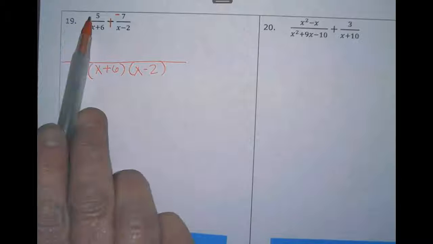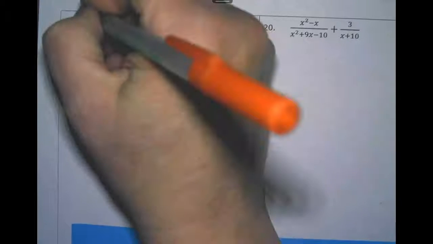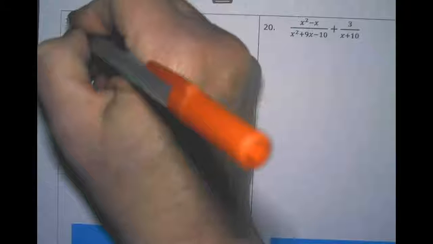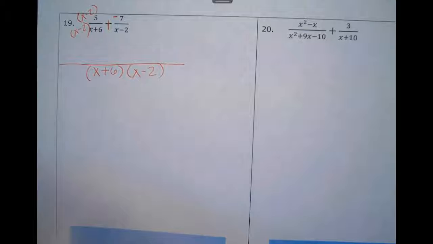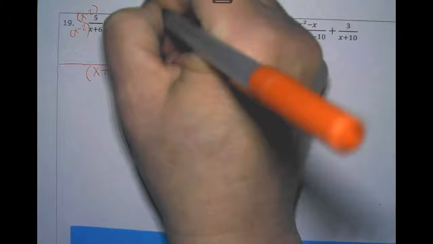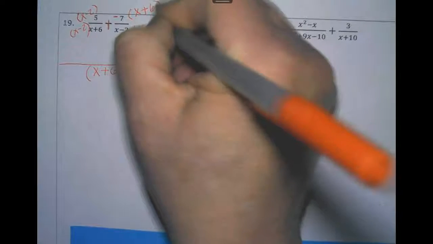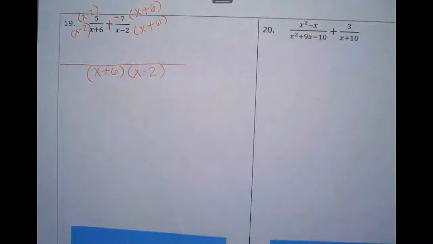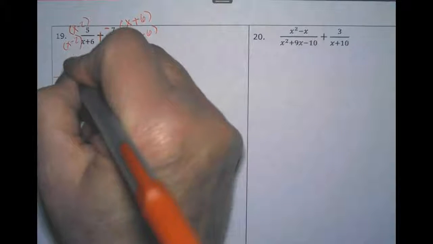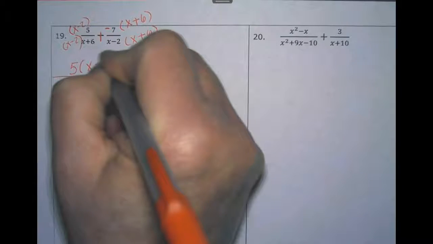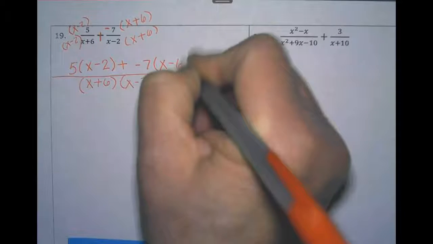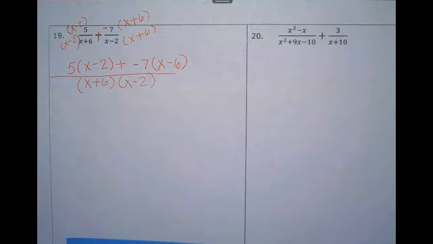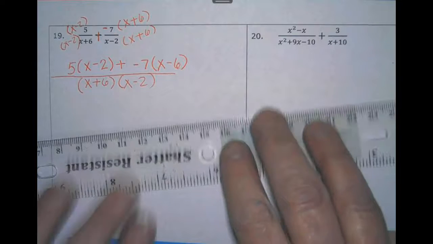This first fraction is going to need to multiply by x minus 2, so it will match the common denominator. The second fraction is going to need to multiply by x plus 6, so it will match the common denominator. I'm going to write that a little bit better. 5 needs to multiply by the x plus 2, and the negative 7 needs to multiply by the x minus 6.